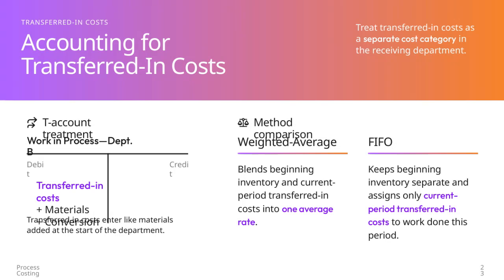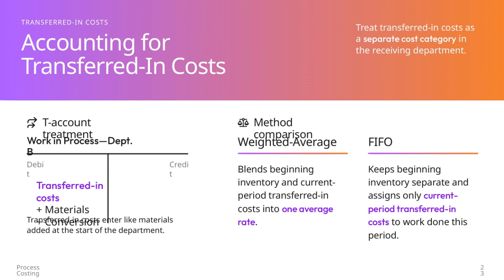When accounting for transferred-in costs, it's important to treat these costs as a separate category within the receiving department. Think of them like materials that are added at the start of the process in that department. To track these costs, we use a T-account setup for work in process in Department B, where debits represent costs added and credits show costs transferred out.